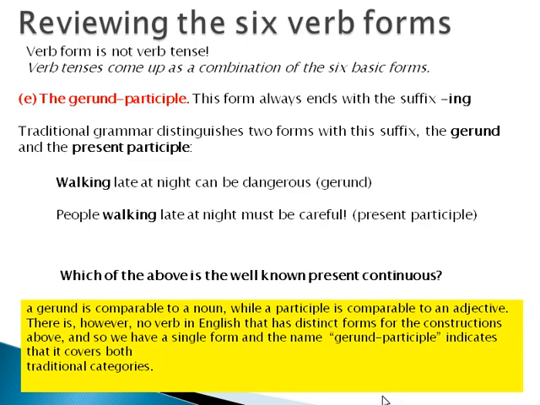So a better explanation is that a gerund is comparable to a noun. Walking late at night can be dangerous. Whereas a present participle is comparable to an adjective. People walking late at night: walking late at night is going back to restrict the meaning of people.